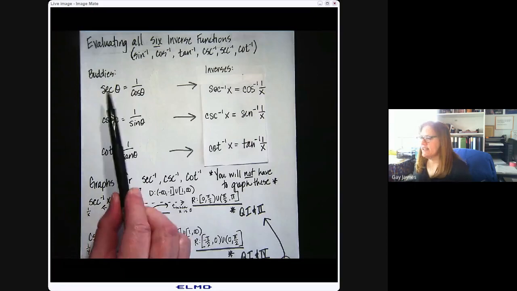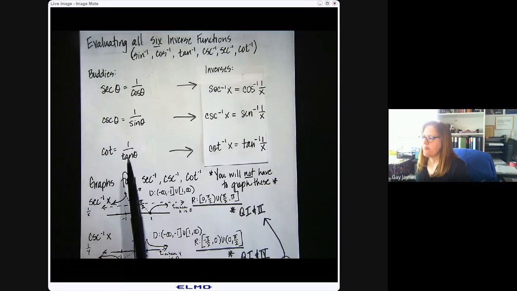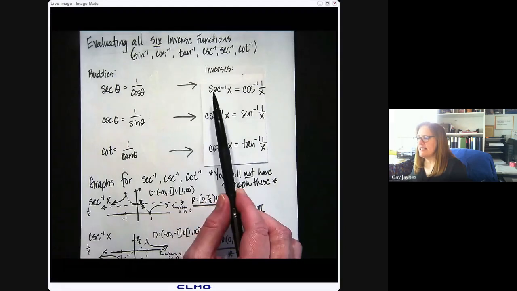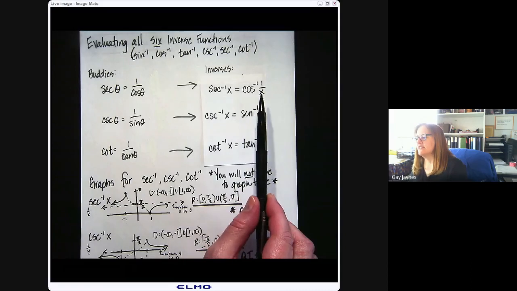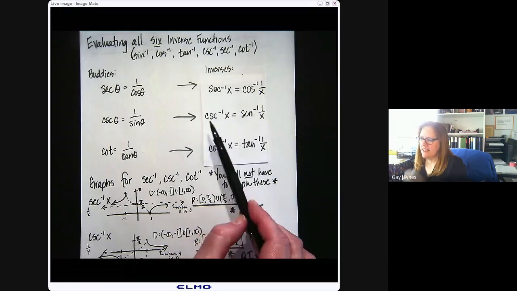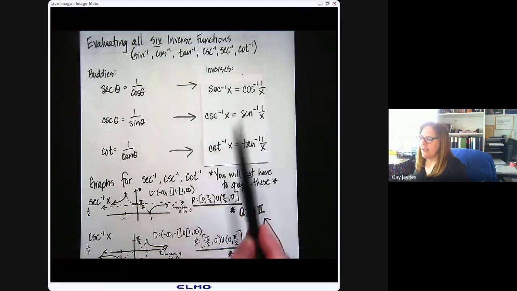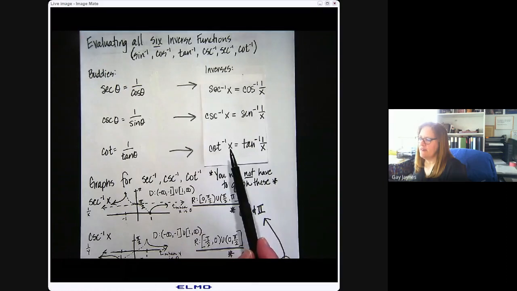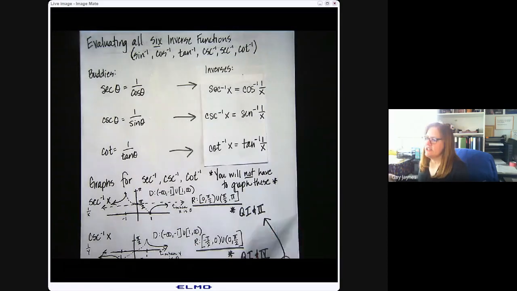So remember that secant is equal to 1 over cosine, cosecant is equal to 1 over sine, cotangent is equal to 1 over tangent. But when you think about the inverses, the secant inverse of a value is equal to the cosine inverse of its reciprocal. The cosecant inverse of a value is equal to the sine inverse of the reciprocal. And the cotangent inverse of a value is equal to the tangent inverse of 1 over that value. And we're going to use this to simplify our situations on the next page.